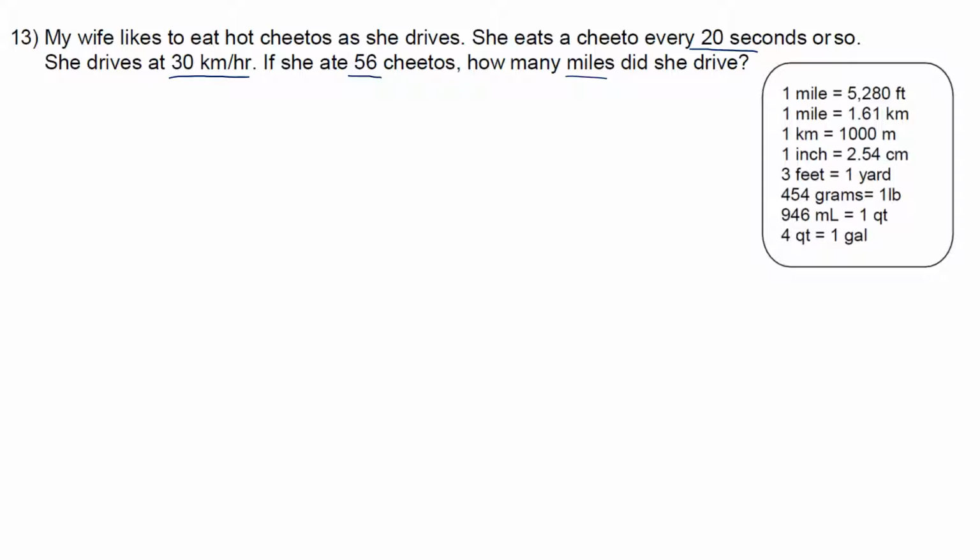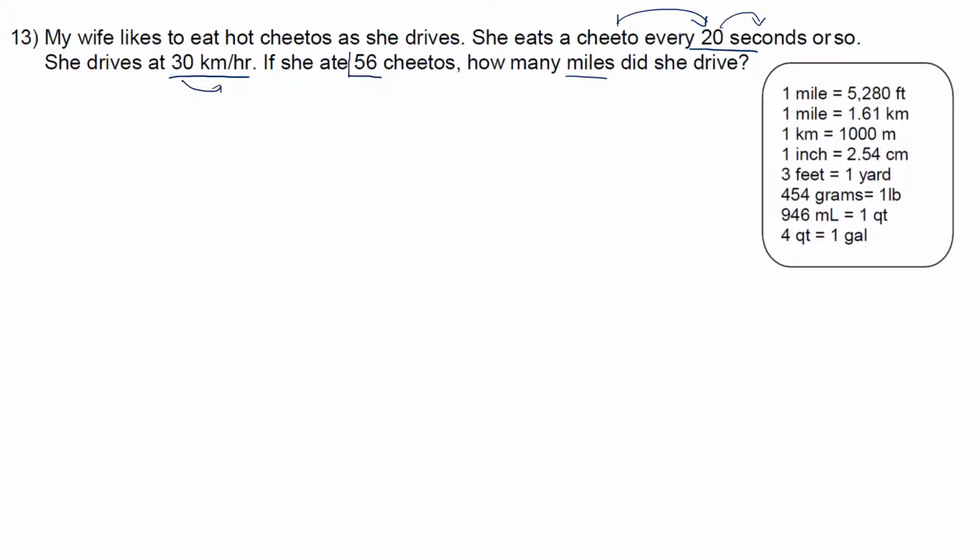So a lot of stuff. And oftentimes, if we think about the entire thing at once, it's very confusing. So let's just stick with our given. What's the one clue that's going to get us through all of this? What's the one clue that's not a conversion? So a Cheeto every 20 seconds or so. So this is one Cheeto for every 20 seconds. So this is more of a conversion. 30 kilometers an hour is definitely a conversion.